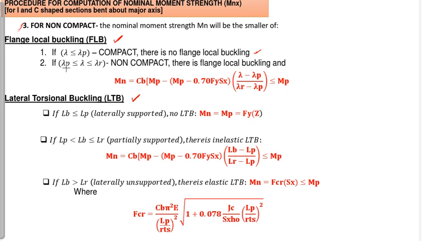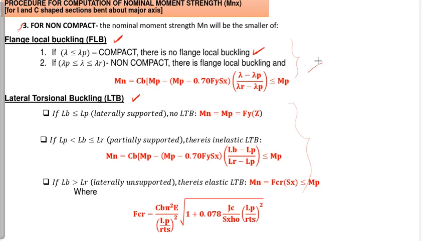And if lambda is greater than lambda p but less than lambda r, that is non-compact, there is a flange local buckling. So pag compact yung lumabas, pag chinek niyo yung flange local buckling, hindi niyo na kailangang i-solve itong flange local buckling, punta na lang kayo dito sa lateral torsional buckling. So remember, for non-compact, dalawa yung i-check ninyo, yung FLB and yung LTB. Okay?